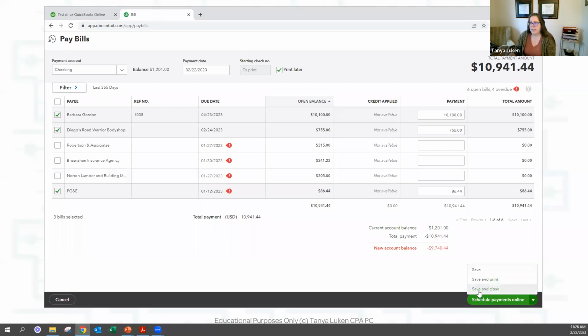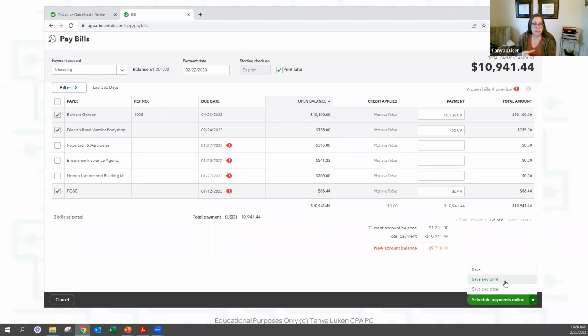There's some options down here. So you could save this and then come back and pick more if you wanted. You can save and print or save and close. So if you save and print, it's going to open a screen that says, now it's time to print the checks. These three. If you save and close, you can go back into a different place and print the checks.